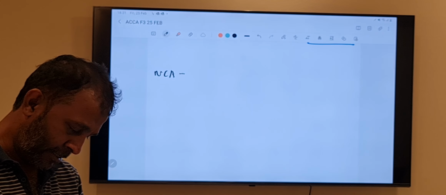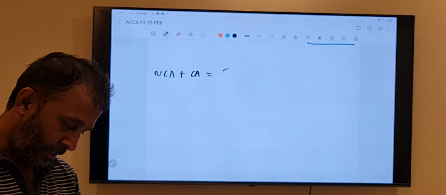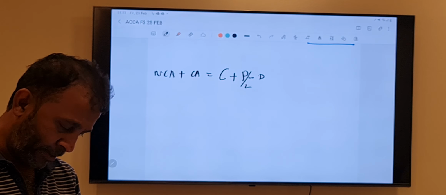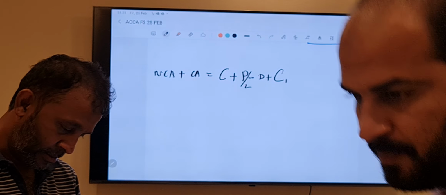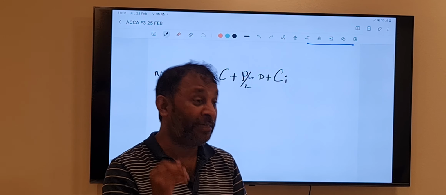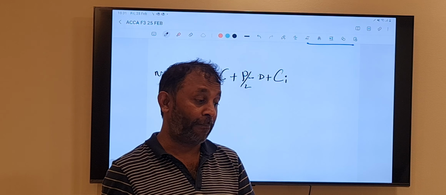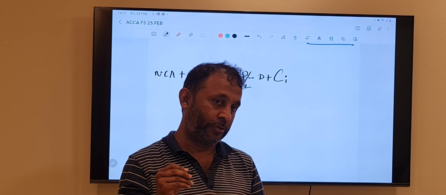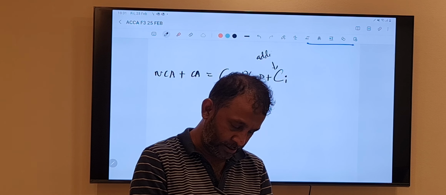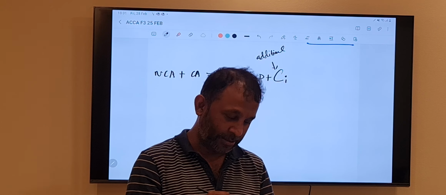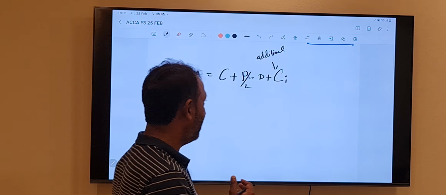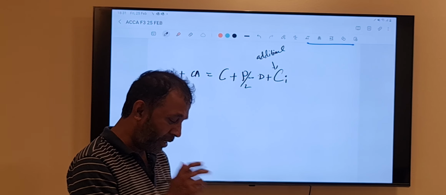Non-current asset plus current asset is equal to capital plus profit or loss, minus drawings plus CI. So what is CI? Capital introduced, or sometimes you call it additional capital introduced. Actually it should be additional capital introduced. I is simple, C is capital and C. It's the way I have used to write, but you can write it in a different style.